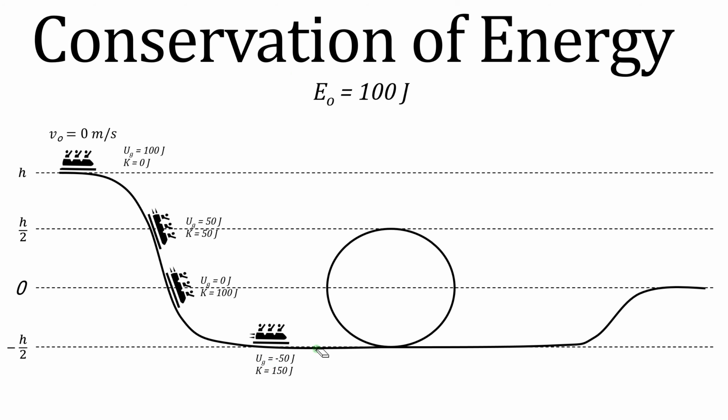Okay, so now as the car goes along the track, it's going to have these different amounts of potential and kinetic. When it gets to this height right here, it'll have 0 joules of potential and 100 of kinetic. Then at the top of the loop, it's going to have 50, 50.